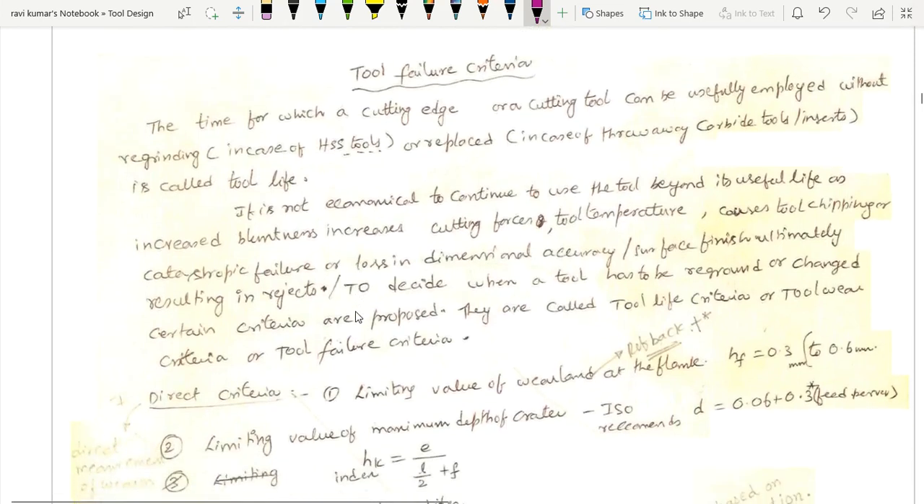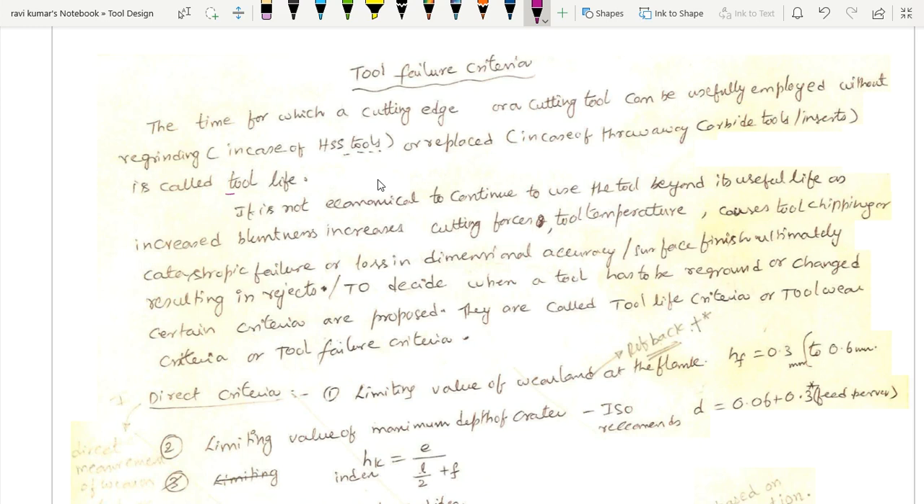Next, we have to talk about the tool failure criteria. What is the meaning of tool failure criteria? We should understand that when we go on using the cutting tool, definitely it is going to fail or it may not become useful. The time for which it is useful, that I can call tool life.